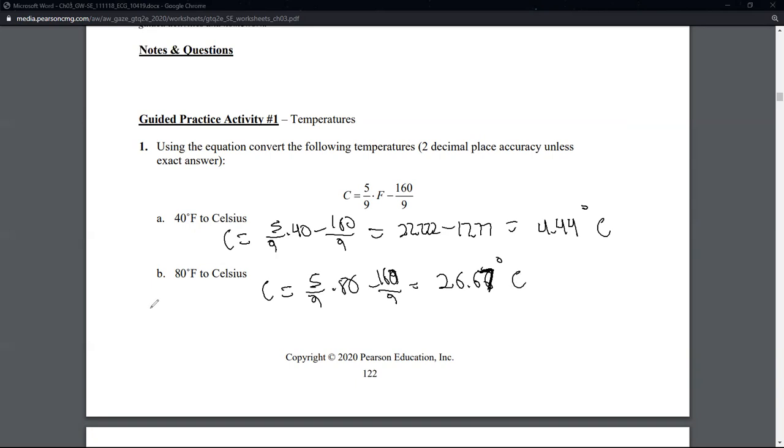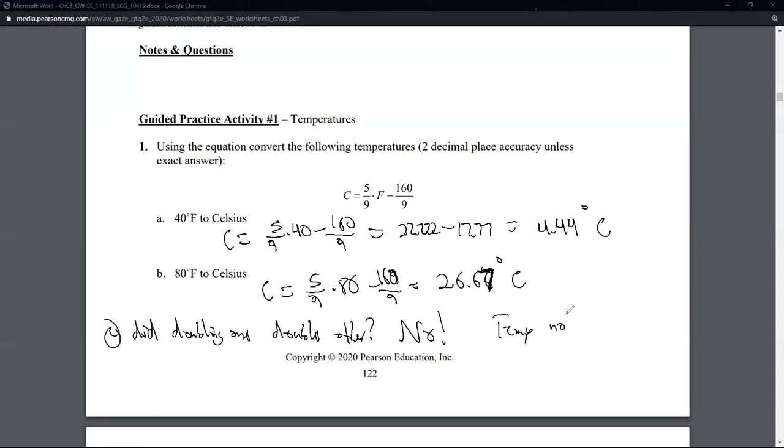Now what part C asks us is, did doubling one double the other? And the answer is no. Doubling 40 to 80, well, we got 4.44 and then 26.67. That definitely didn't double. It went up way more than doubling if you thought about it as a proportion. So that emphasizes that temperature is not proportional, as we've said.